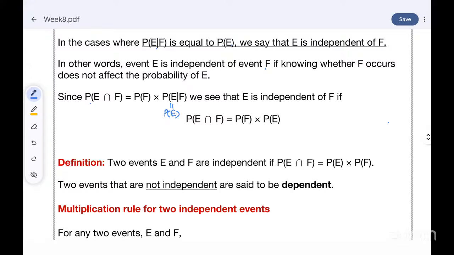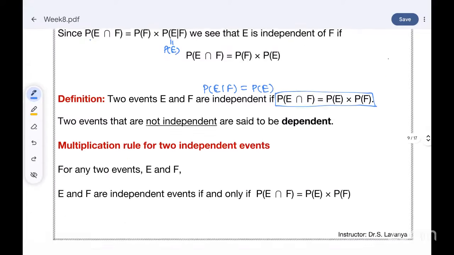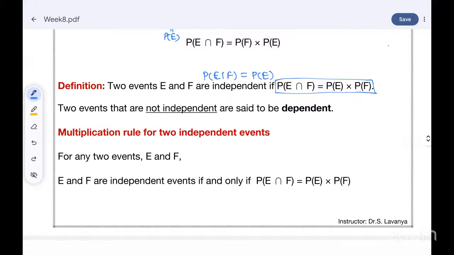Two events that are not independent, we can call them dependent. So what are independent events? The actual meaning is that the occurrence of one event does not affect the other event. Because of which you will have P of E given F is P of E, which reduces to this condition that P of E intersection F is equal to P of E into P of F. The definition, I hope, is clear for everyone. Yes, ma'am.